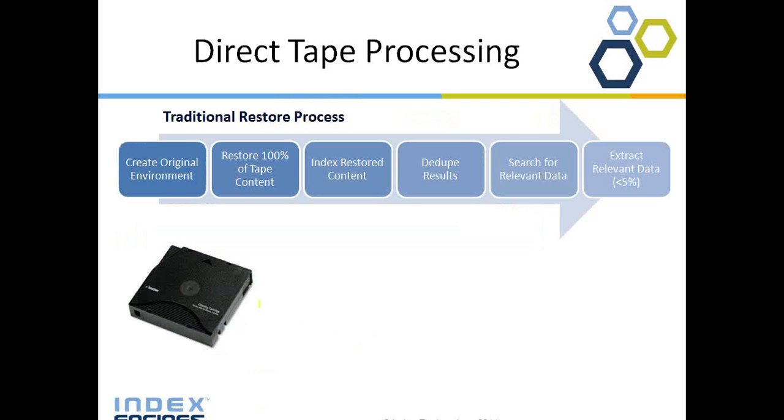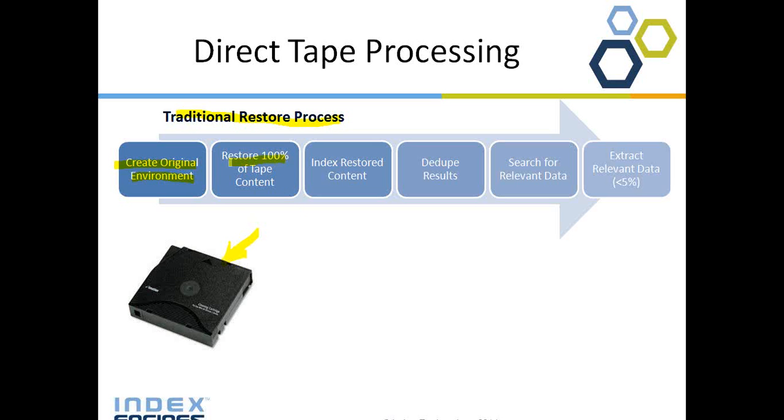So the unique feature with the Index Engines platform, the Catalyst platform, is it's very different from traditional tape restoration processes. And that's typically done by either third-party vendors or within your data center using the original backup software. You need to create the original environment. So as tapes are current, so if you created tapes last week, the original environment's up and running. If the tapes are 3, 4, 5 years old, which is common, even 10 years old, the original environment doesn't exist any longer. So you need to create the original environment.